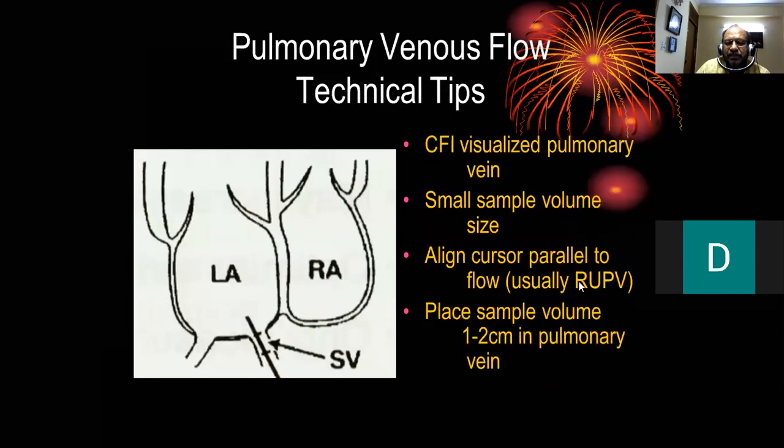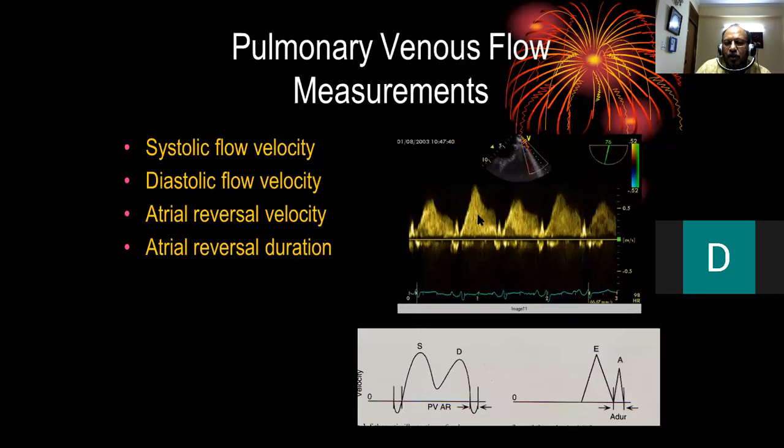How do you analyze these waves? Again, a pictorial diagram. This is of course a Mayo Clinic teaching. LA is on this side, RA is on this side. So we keep a sample volume directly straight into the line, into the pulmonic veins, one of the pulmonic veins on the right side. Color flow imaging visualizes the pulmonic veins. Small sample volume, 1 to 2 millimeter. Align the cursor parallel to the right upper pulmonic vein. Sample volume size should be 1 to 2 millimeter inside the pulmonic veins. And that's how again we derive the pulmonic venous flow.